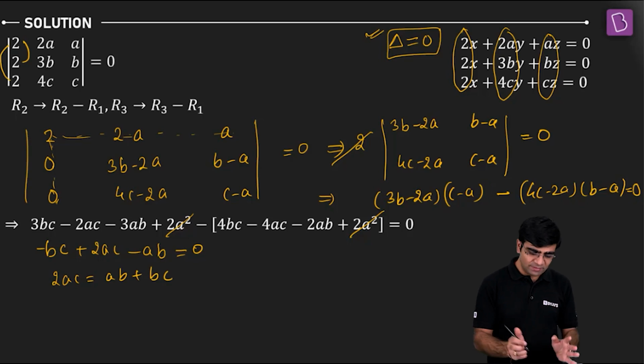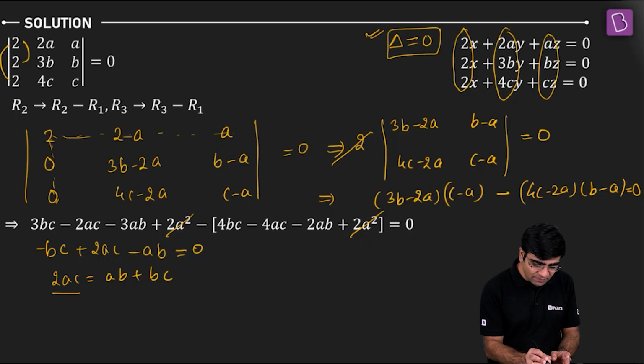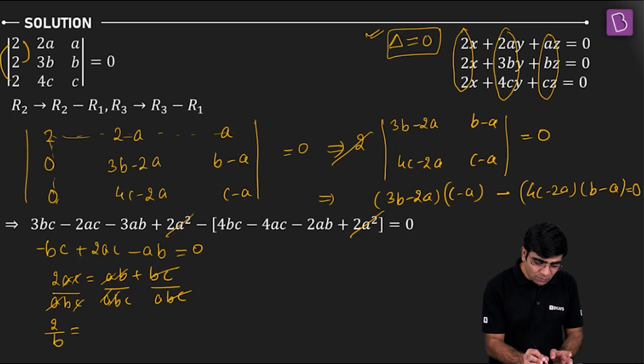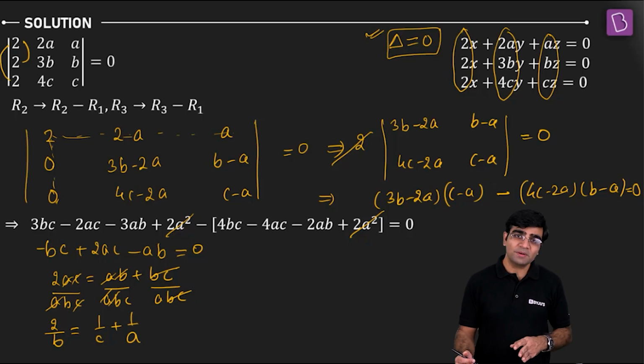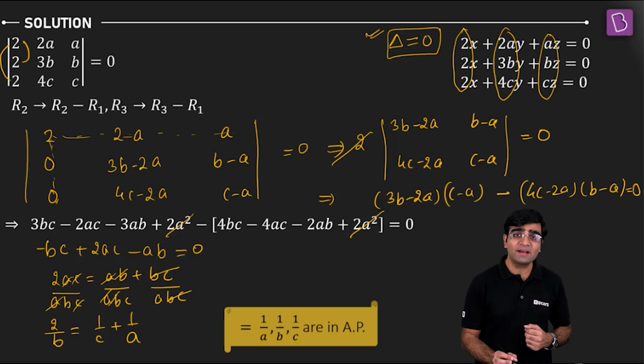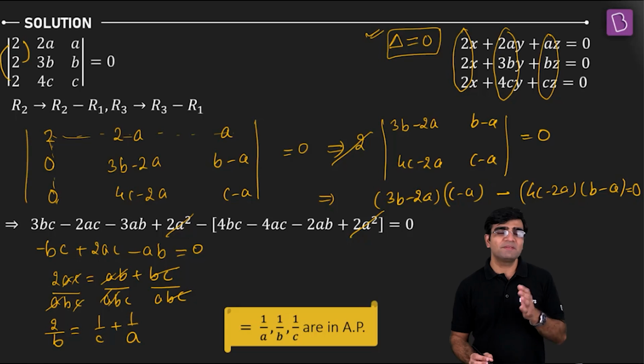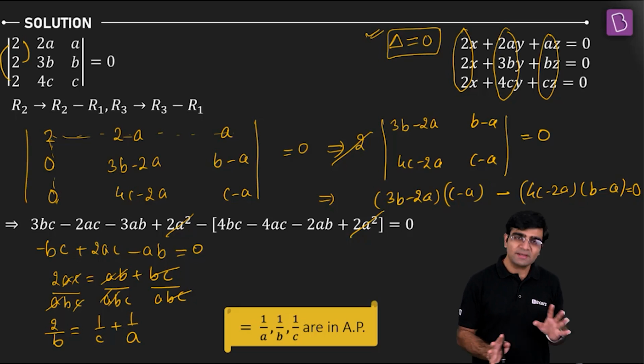Let's quickly divide by abc. When I divide the entire equation by abc, we get this divided by abc, this also divided by abc, this also divided by abc. Simplify: bc got cancelled, a into b got cancelled, and here a into c got cancelled. So what do I have? I have 2 by b equal to 1 upon c plus 1 upon a. What do you call this? 2 by b equal to 1 upon c plus 1 upon a. This is nothing but the relation when 1 upon a, 1 upon b, and 1 upon c are in AP. Did you understand the idea?